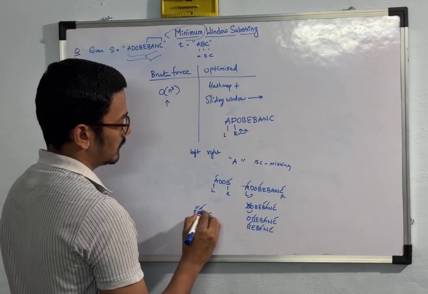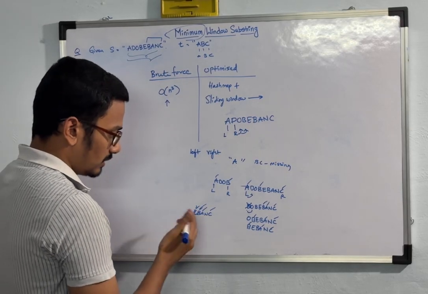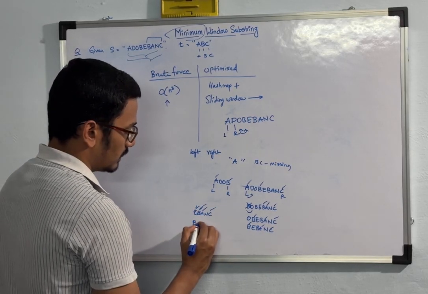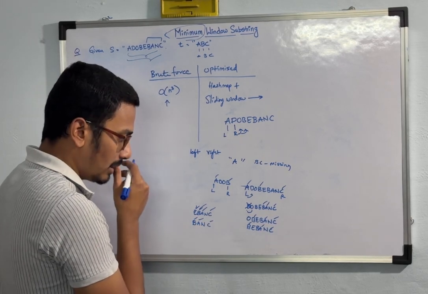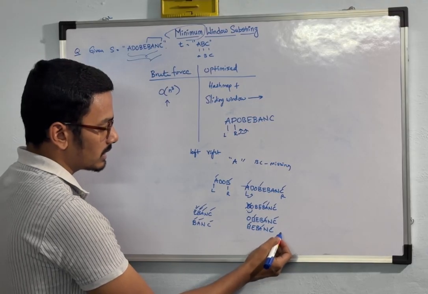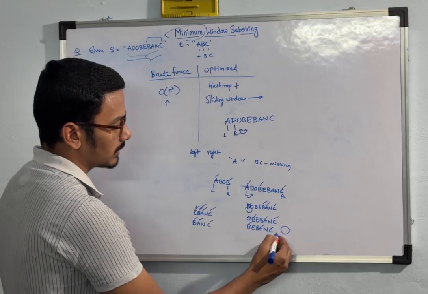My bad. B is there, A is there, C is there. Once again I'll shorten it. B, A, N, C. B is there, A is there, C is there. So at each and every stage, we'll try to store this particular string.